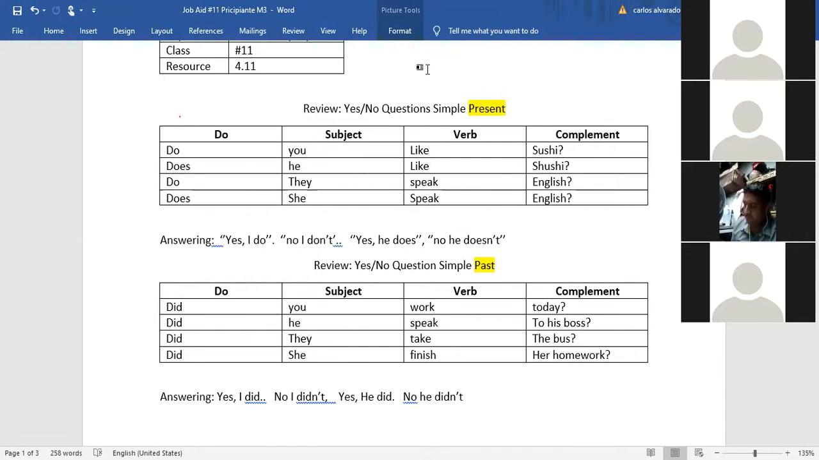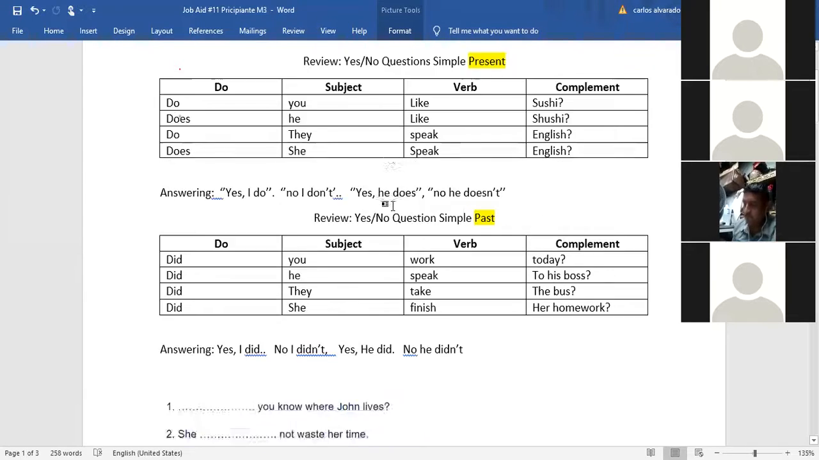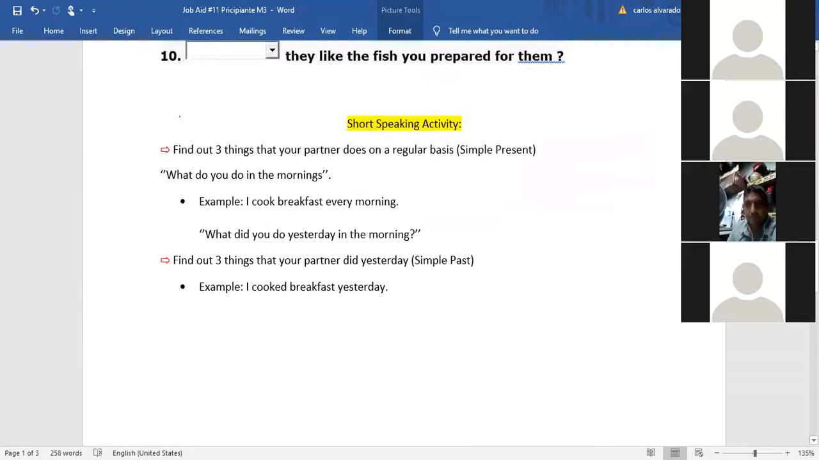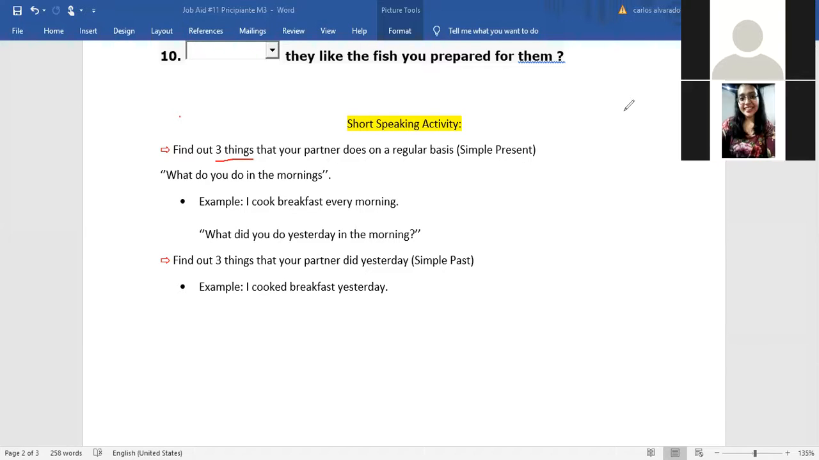All right, very good. Let's go ahead to the speaking activity. This is the first speaking activity that I have, right? This is going to be a 10-minute speaking activity, short. You have to find out 3 things that your partner does on a regular basis. Okay? Alguien tiene el micrófono, please.